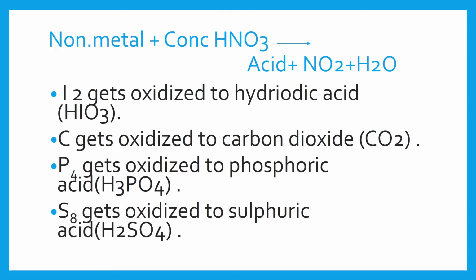Phosphorus, if used, reacts with concentrated nitric acid, getting oxidized to phosphoric acid with the formula H3PO4. It is nothing but orthophosphoric acid. Now, if sulfur is reacting with concentrated nitric acid, we get sulfuric acid as the product along with nitrogen dioxide and water.